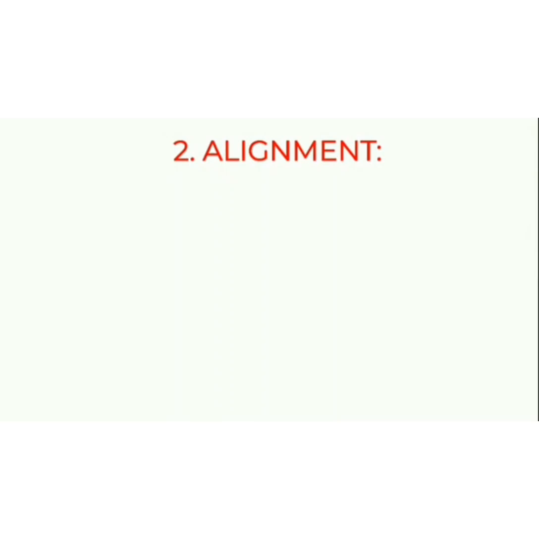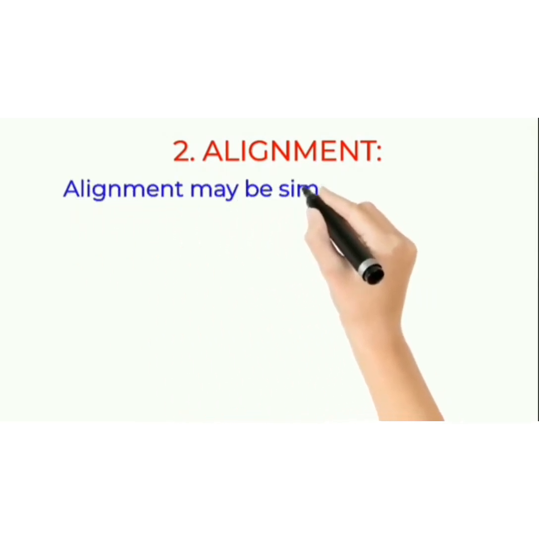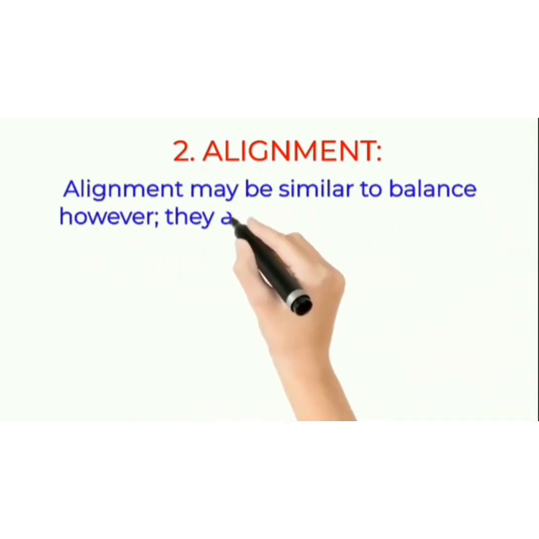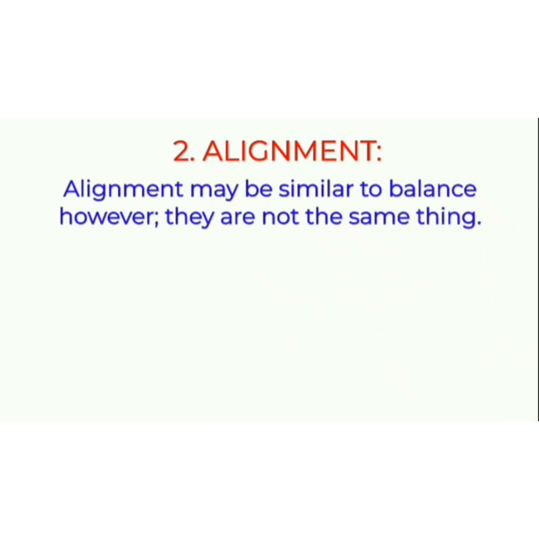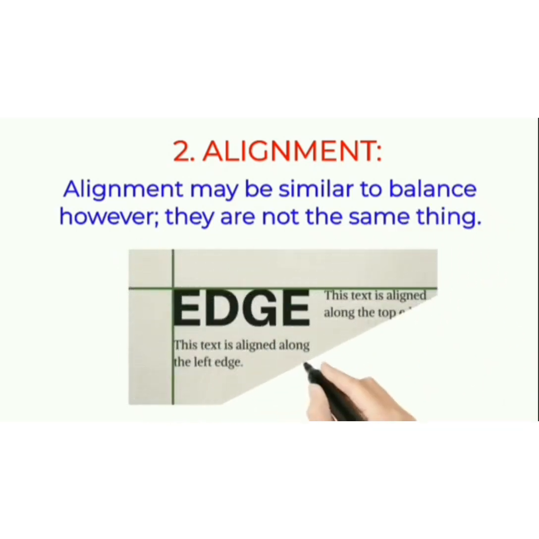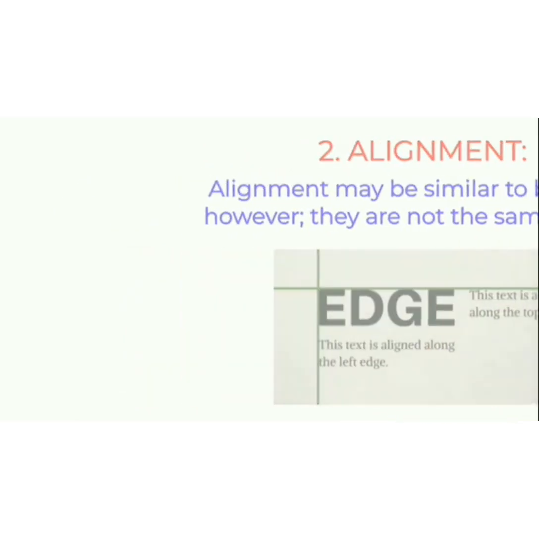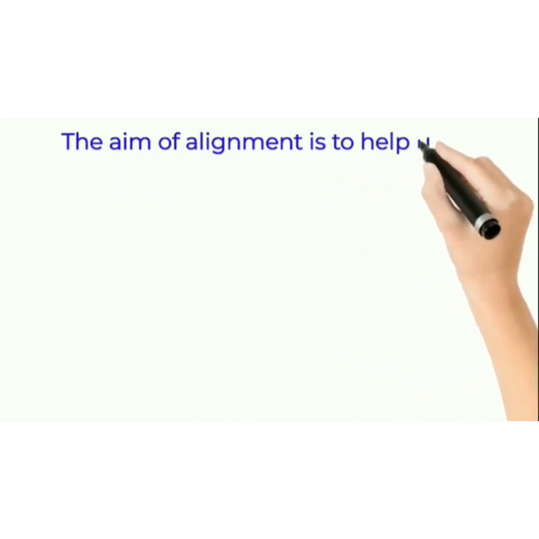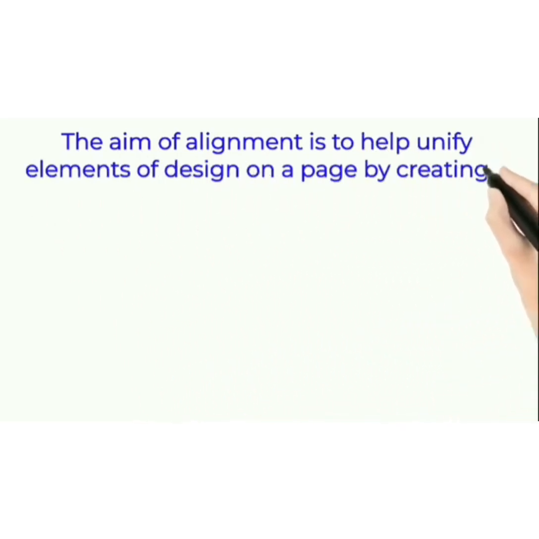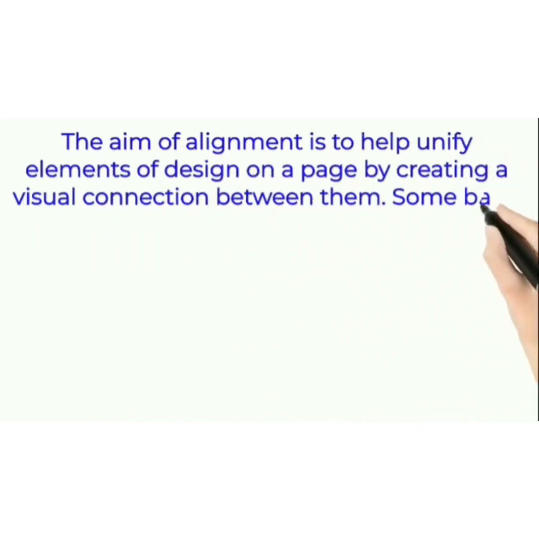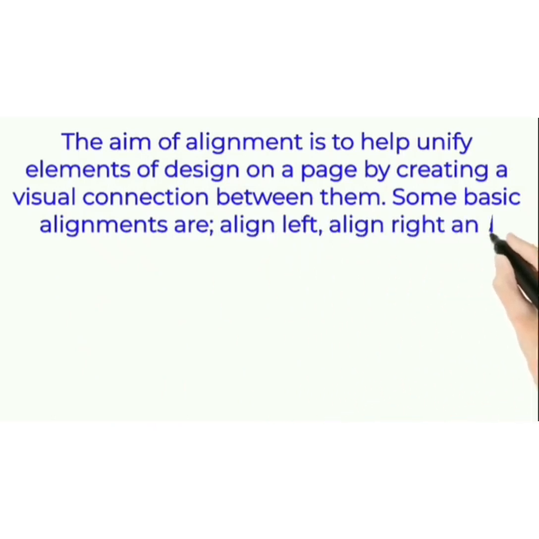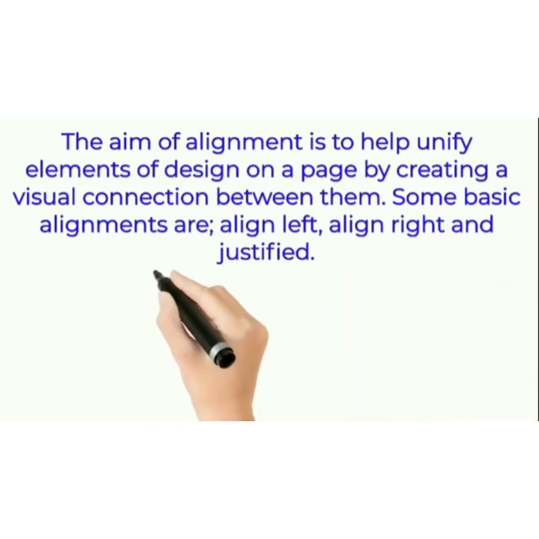Two. Alignment. Alignment may be similar to balance, however, they are not the same thing. The aim of alignment is to help unify elements of design on a page by creating a visual connection between them. Some basic alignments are: align left, align right, and justified.